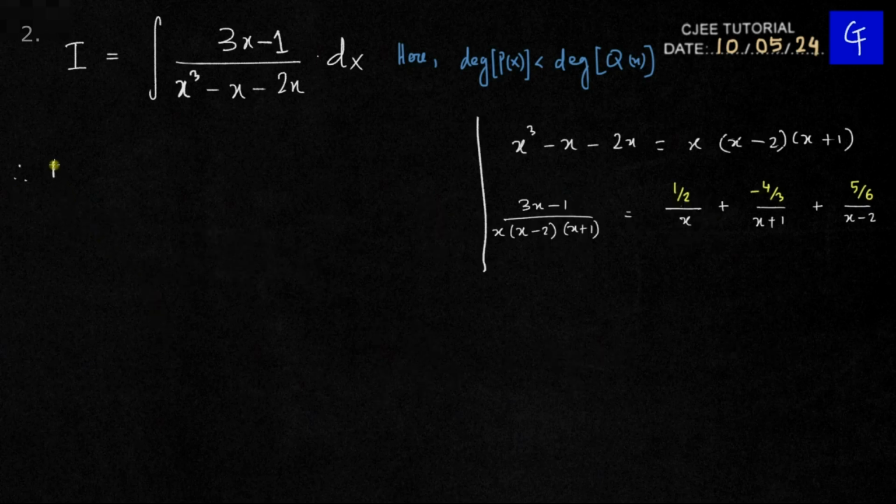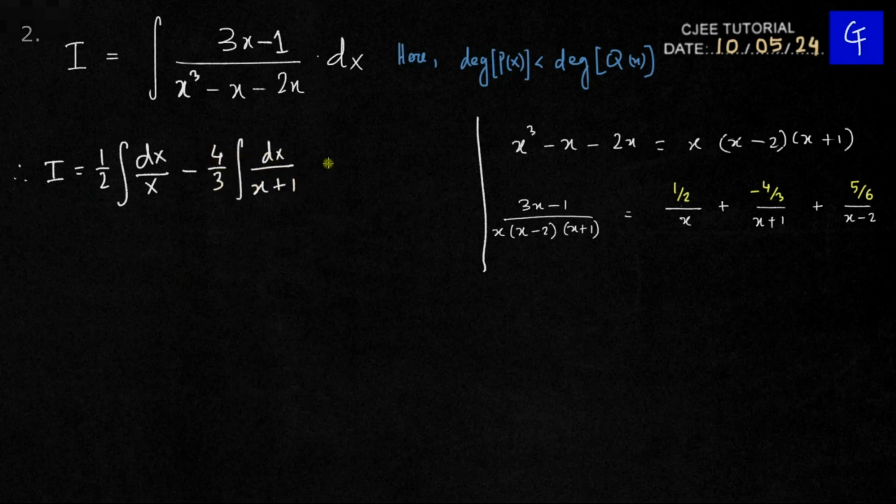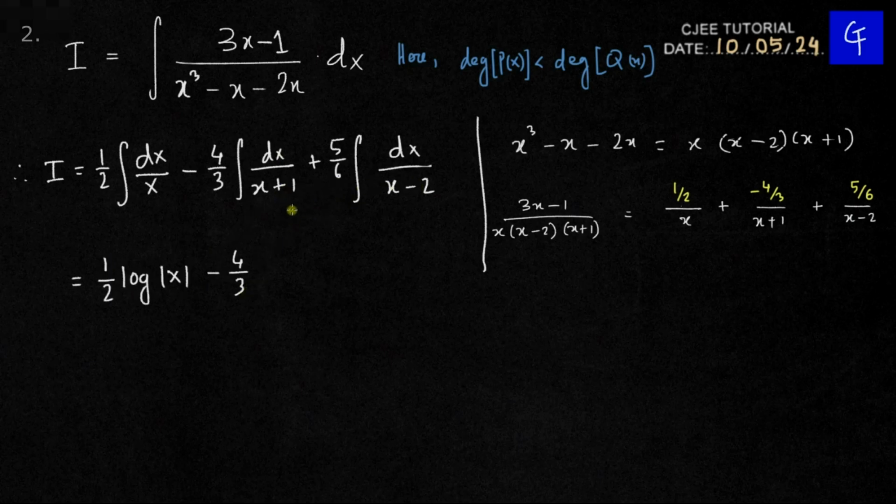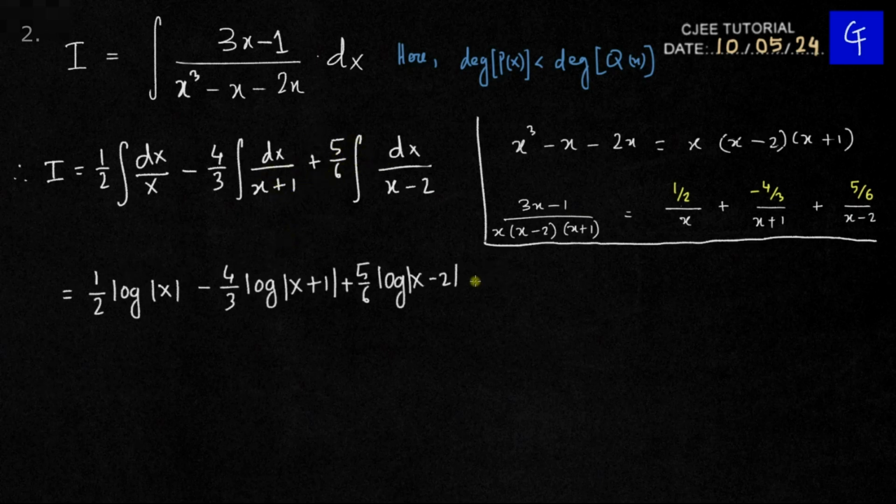Now the rest is easy for this problem. I equals integration of 1 over 2 is a constant, so it comes out of the integrand. This negative 4 by 3 is also a constant, and 5 over 6 is another constant. So simply assuming that x plus 1 is equal to z or x minus 2 is equal to z, we can easily find the antiderivatives of these functions. So if you are finding it hard to understand, just use the method of substitution for these two integral problems separately. I made space for writing the integral constant here. So this is the integral constant.